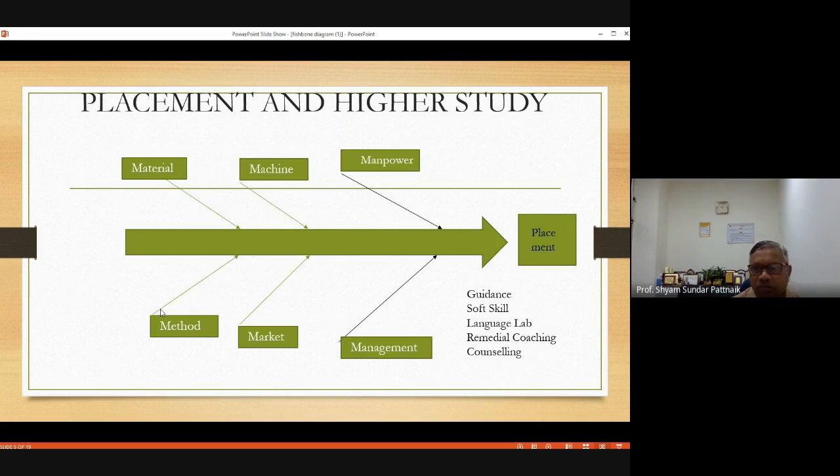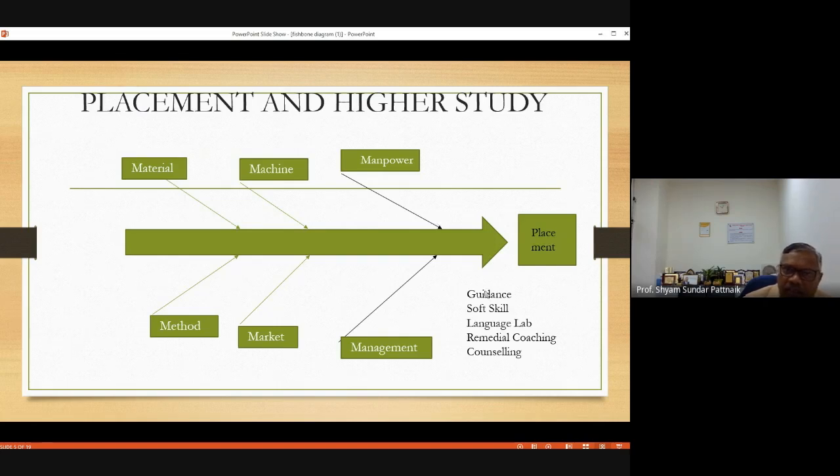Then the method. This method is basically the different strategies which you try in order to improve. Maybe you are not conducting pre-placement training. Maybe you are not doing mock interviews. Maybe you are not asking industry people to come and tell your students what type of preparation is required for a particular company. Maybe you are not conducting training for your students through professional agencies. So here all these processes and methods come into the picture.